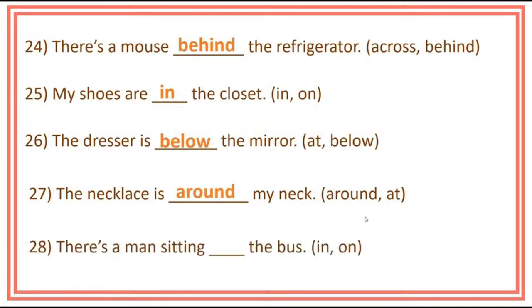Number 28, last item. There's a man sitting blank the bus. Prepositions inside the bracket are in and on. Answer: there's a man sitting on the bus.